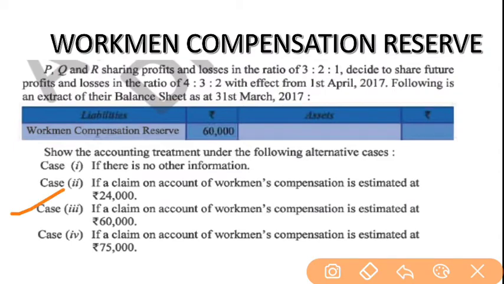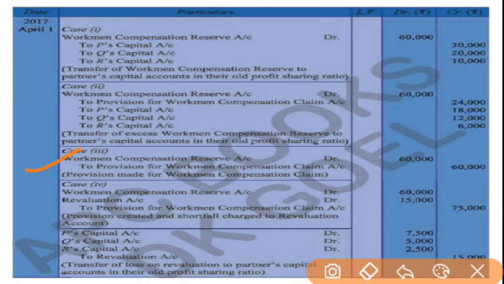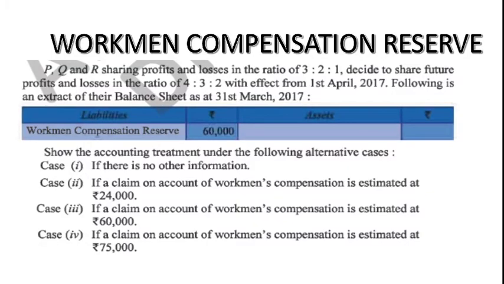Let us see the third case. If a claim on account of workers compensation is estimated at 60,000, it means the whole amount is being claimed. The whole amount of workers compensation reserve is being claimed. So there is no remaining amount to distribute between partners. So nothing will be distributed among partners. See the third case, workers compensation reserve account debit to provision for workers compensation claim. The whole amount 60,000 is given for the compensation. So there is nothing which should be distributed among partners. Let us see the next case.